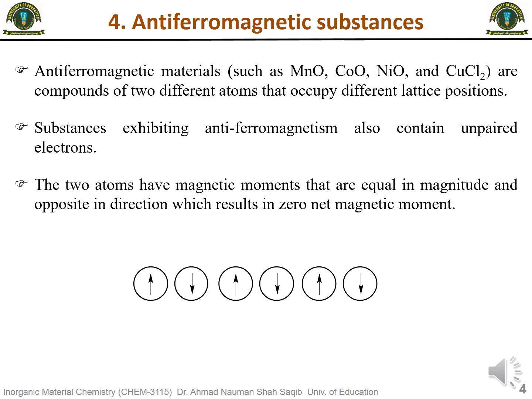For example, you can see in this diagram, the first one has the magnetic moment in the upward direction, the next is the downward direction, the same is upward, downward, and that continues. So the magnetic moments of these two different atoms are in opposite directions and have almost similar magnitude, they cancel out the magnetic moment of each other and thus we have a zero magnetic moment and it doesn't show magnetic properties.